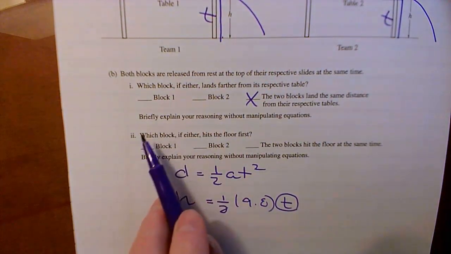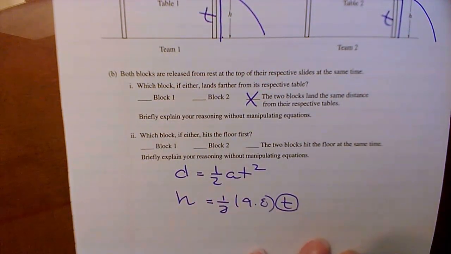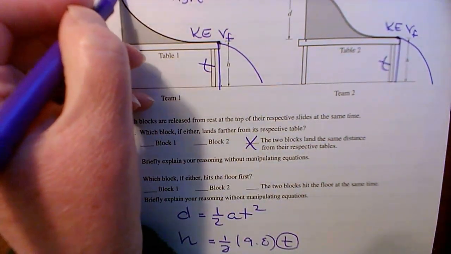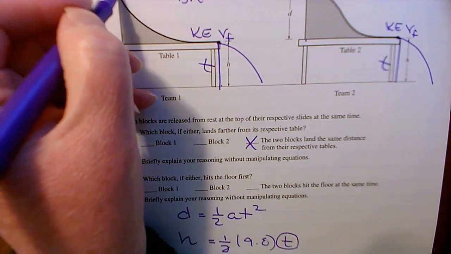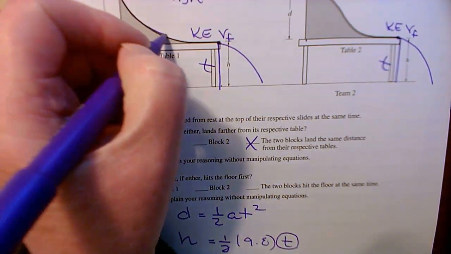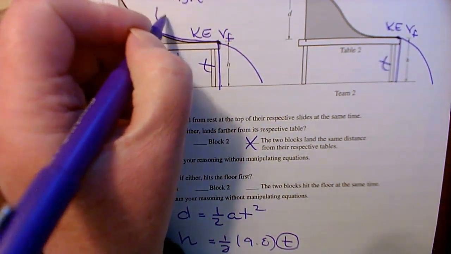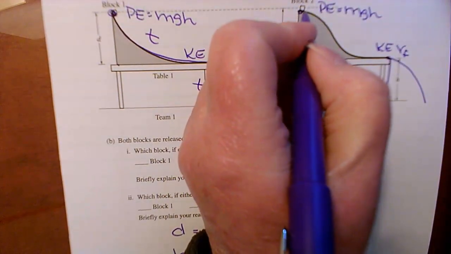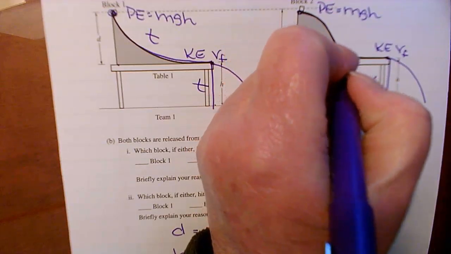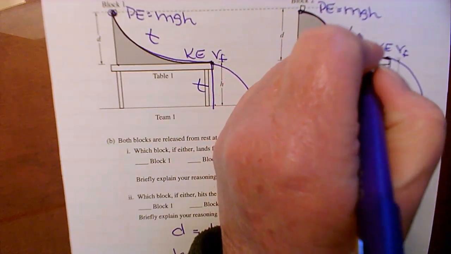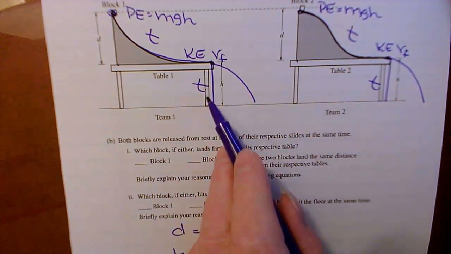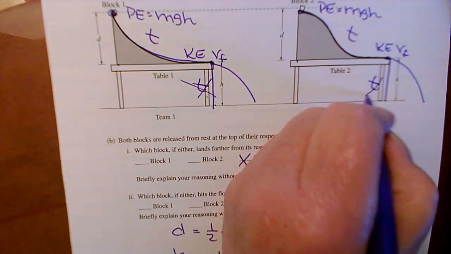But which block hits the floor first? We have to think about it. We released the block up here. And so this block is going to travel this path. So there's a time it takes to travel that path. And this block is going to travel this path, which is a little bit different, and there's a time to travel this. So we know these two times are the same, so that's not going to affect this answer.